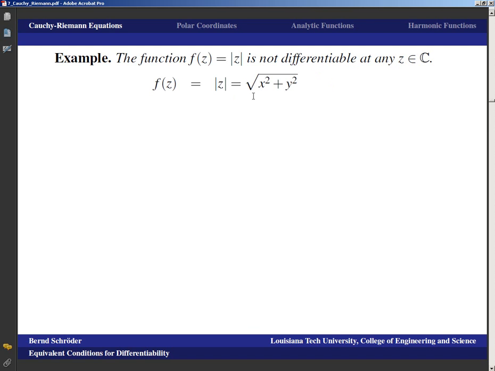Well, z absolute value is the square root of x squared plus y squared, and the imaginary part is 0, so we get plus i times 0. And that means du dx is equal to x over square root x squared plus y squared. And that is not equal to 0, unless x is equal to 0.